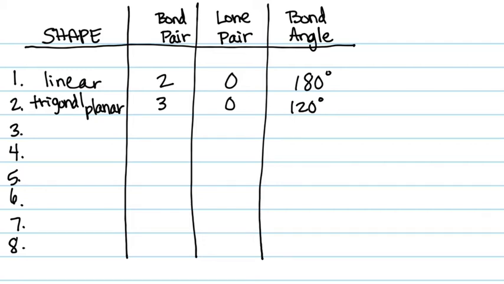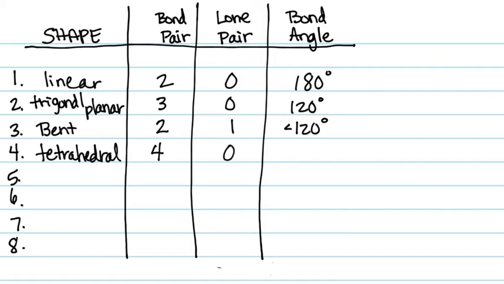The next one we have was called bent or angular, either one of those. This time again it's 3 total pair, but it's 2 bonding and 1 lone pair. And we said less than 120, it might be somewhere around 118, 119 degrees. The next one was tetrahedral. That's our 4 areas there for tetra. 4 bonding pair, no lone pair. The bond angle was 109.5.